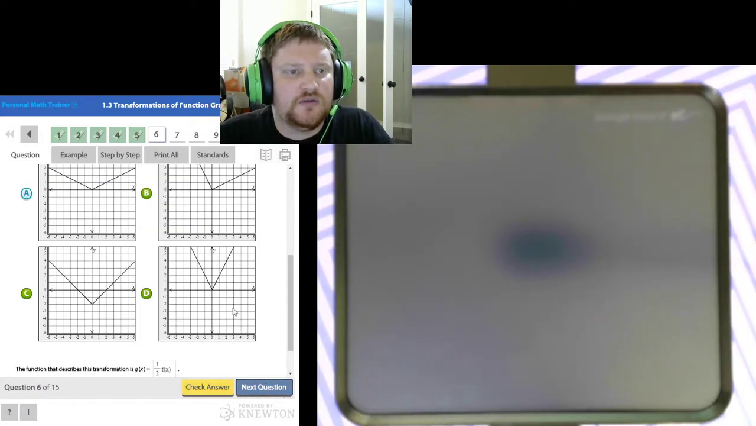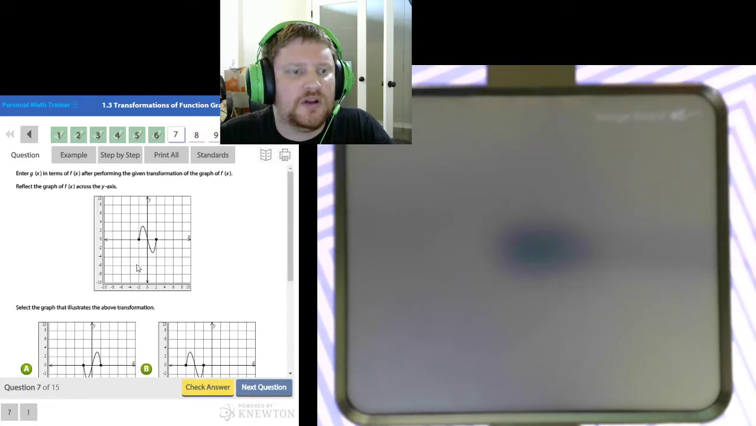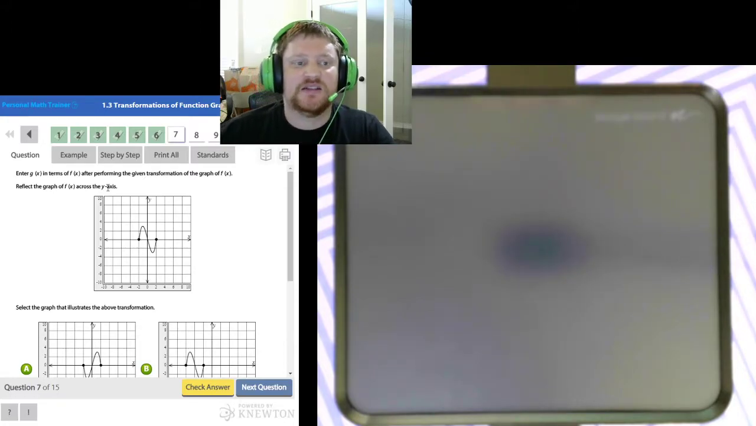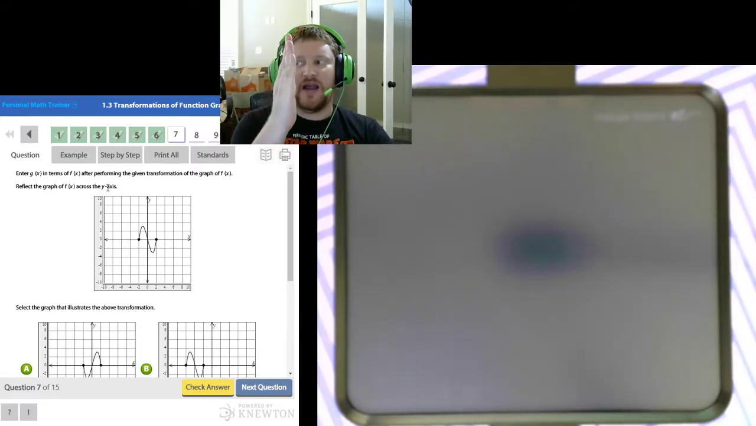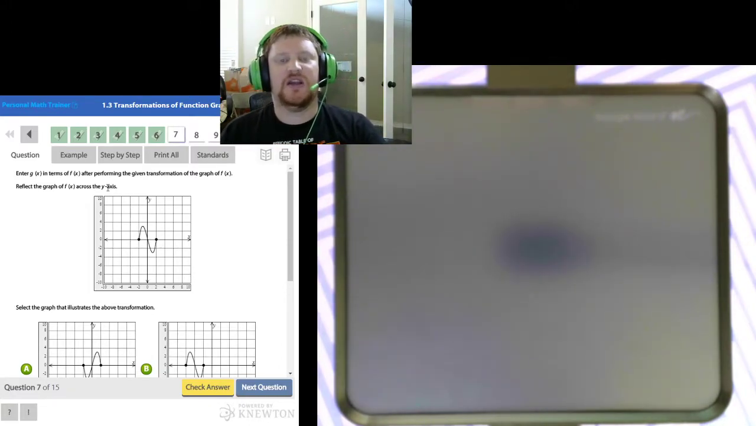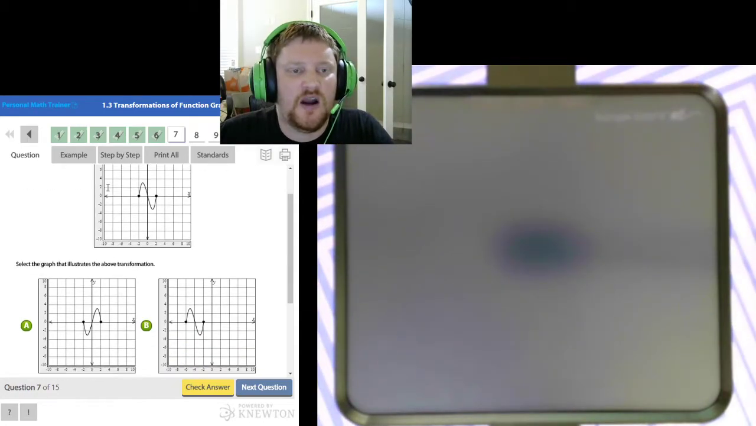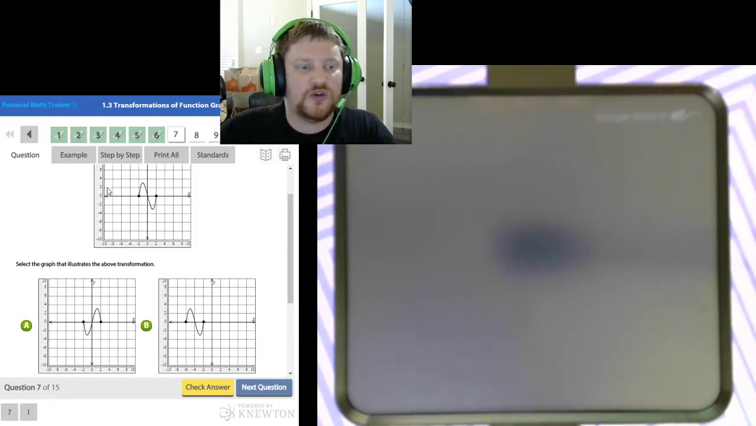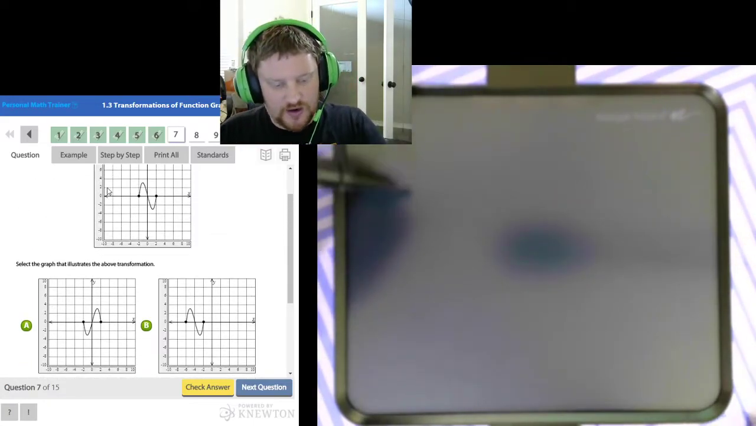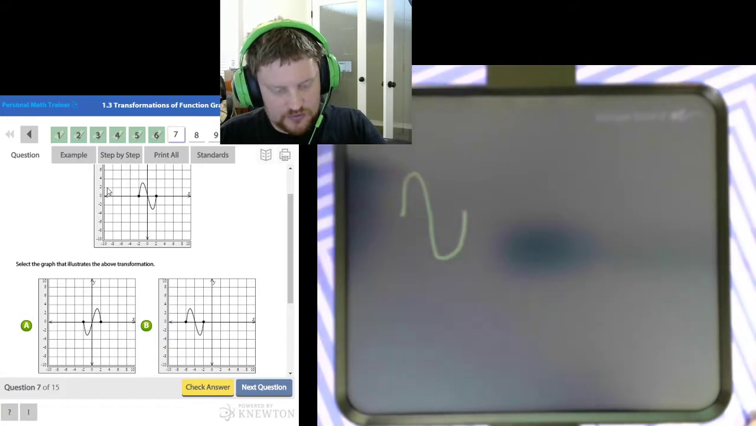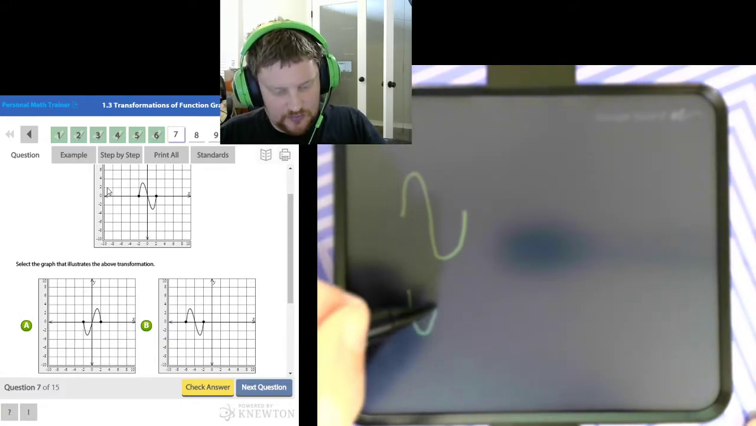On to number 7, if it will load. Thank you. Okay, reflect the graph f of x across the y-axis. So since we're going across the y-axis, that is a horizontal reflection, which tells us that our negative sign needs to be inside our f of x. And all we're doing is flipping it. So our graph currently goes up and then down, so we need to look for a graph that goes down and then up.